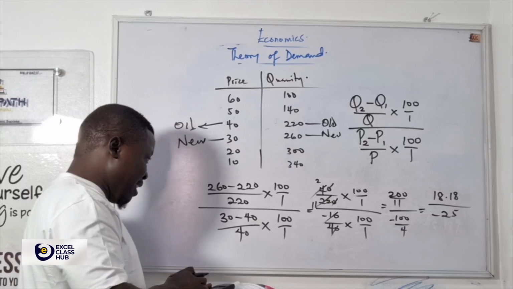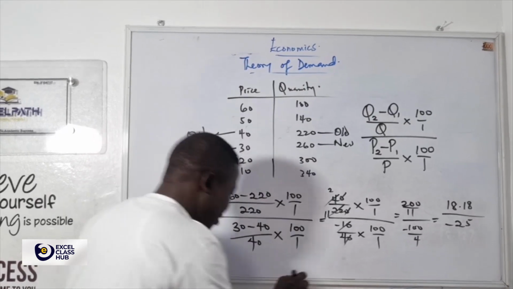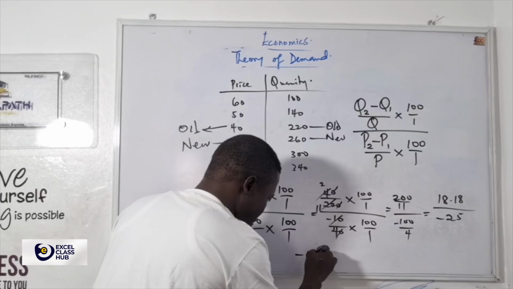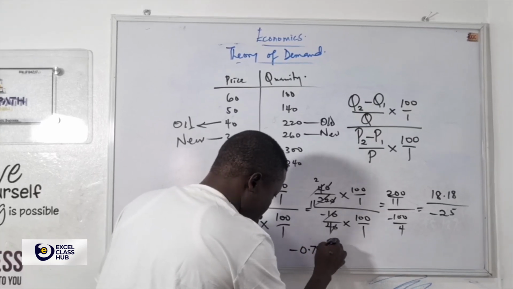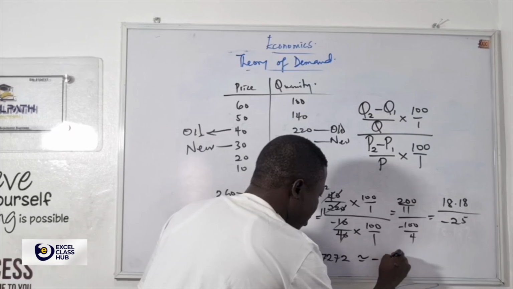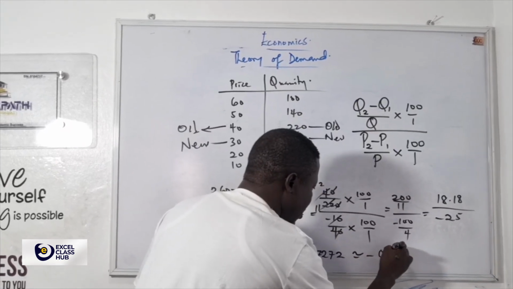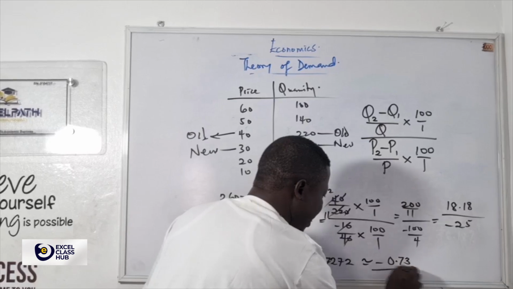18.18 divided by minus 25. We have minus 0.7272, which can easily be rounded to minus 0.73. That's the final answer.